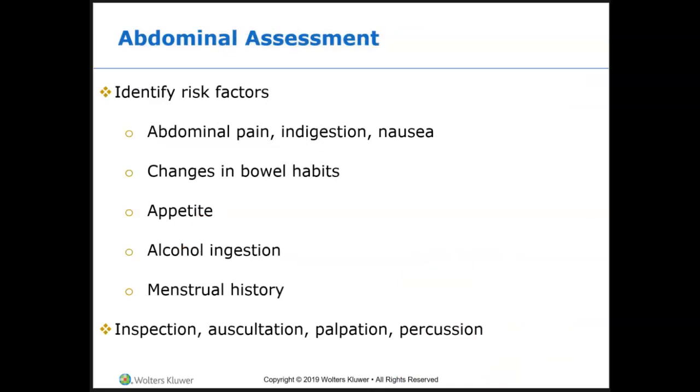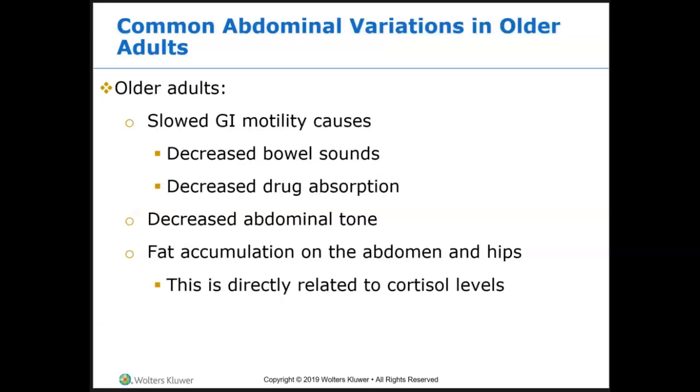Abdominal assessment. You're going to identify risk factors, right? Like abdominal pain, indigestion, nausea and or vomiting, change in bowel habits, their appetite, alcohol ingestion, menstrual history, all of those things. And then common abdominal variations in the older adult.